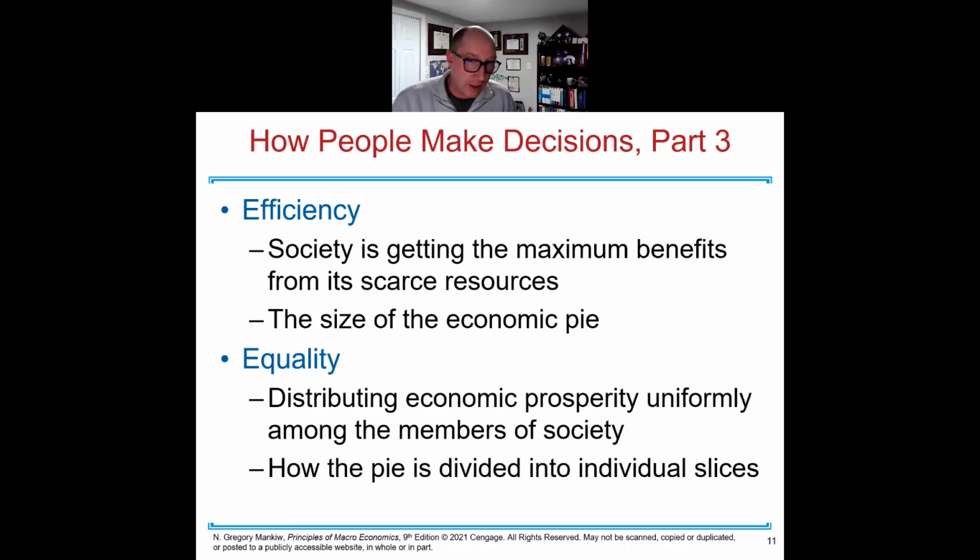Equality is the idea that wealth is distributed accordingly. Distributing economic prosperity across all members of society. That's what we call equality. That's the idea behind equality. We know that that's nice to have, or some people think it's impossible. It depends on the society that you're in. But equality is the idea that everyone gets an equal slice of the pie.